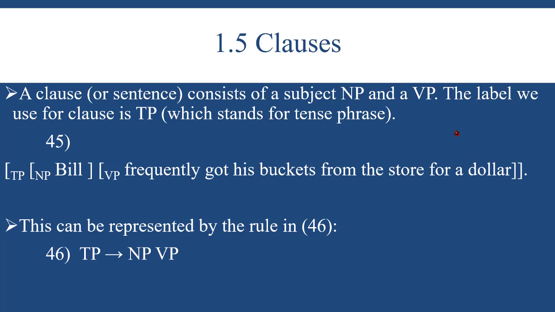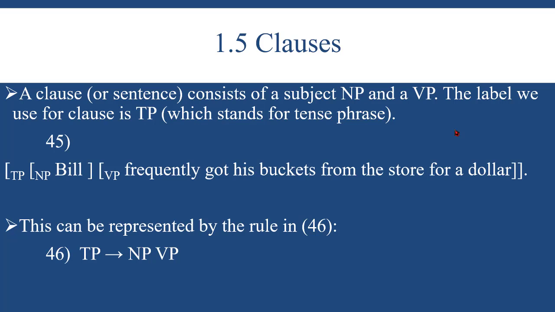So a clause or a sentence consists of a subject, right? An NP and a VP. The label we use for clause is TP, which stands for tense phrase. So we use the TP on the top, which stands for the tense phrase, a sentence. And a sentence has a tense, all right? Sentence consists of a tense, okay? That is very important. That's why they are called the tense phrase, sorry, tense phrase.